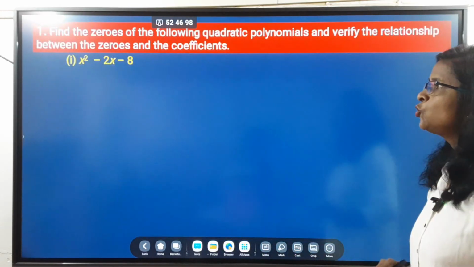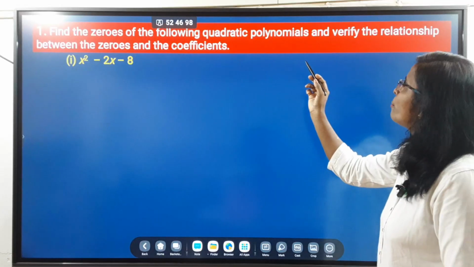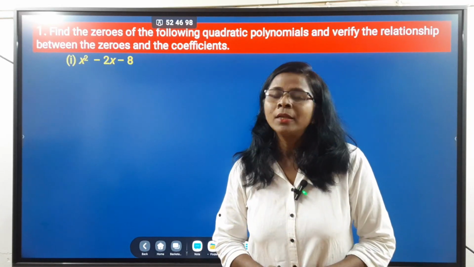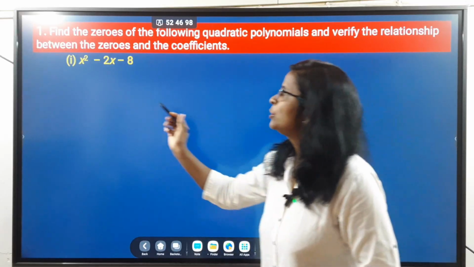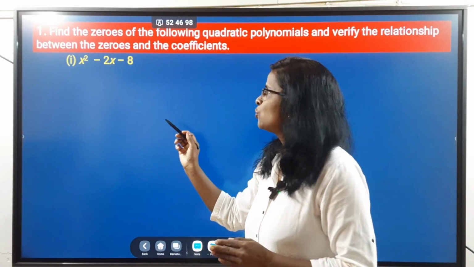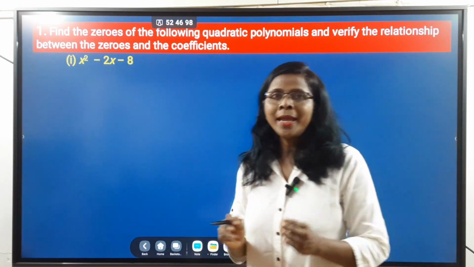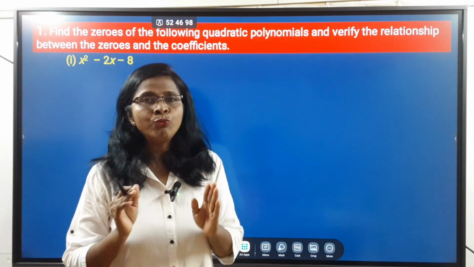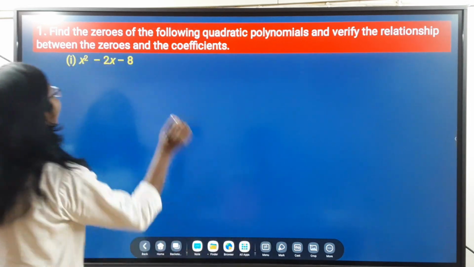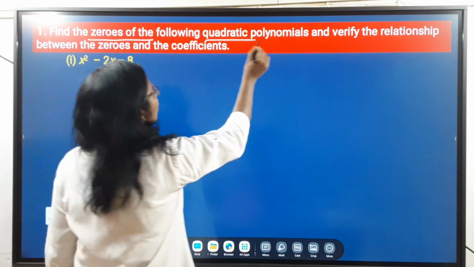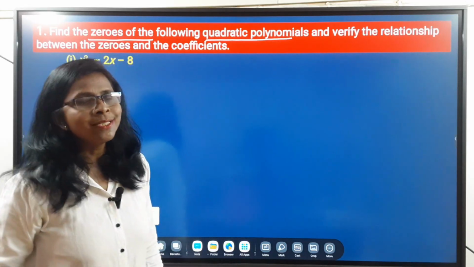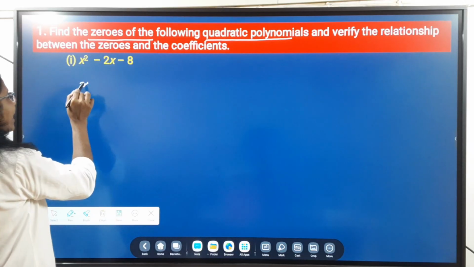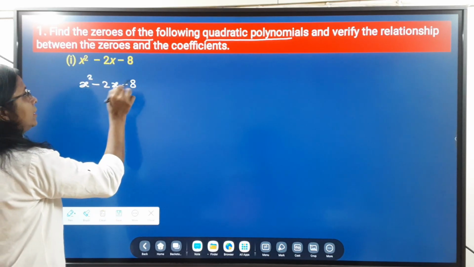Here, the first question is, students, find the zeros of the following quadratic polynomials and verify the relationship between the zeros and the coefficients. So now here, students, the first example is x square minus 2x minus 8. So x square minus 2x minus 8 is a quadratic polynomial, students, and here we have to find out the zeros of this quadratic polynomial. Okay, so let us start to solve this example. So I write down x square minus 2x minus 8, this polynomial.